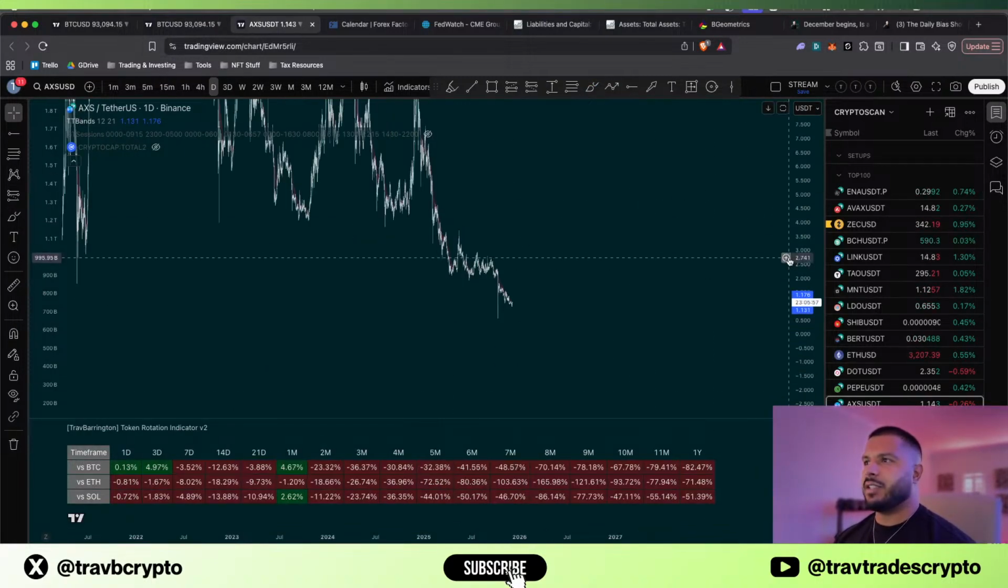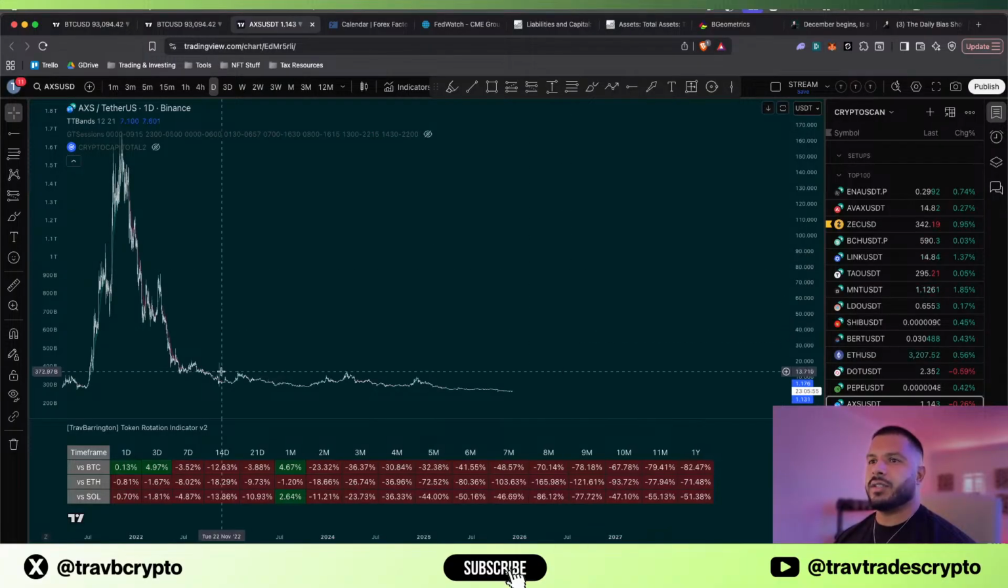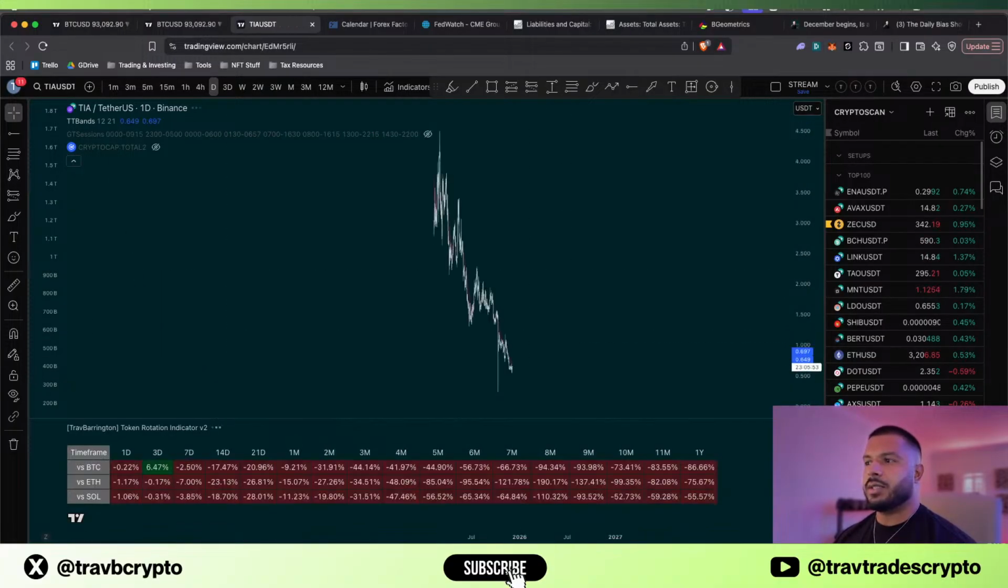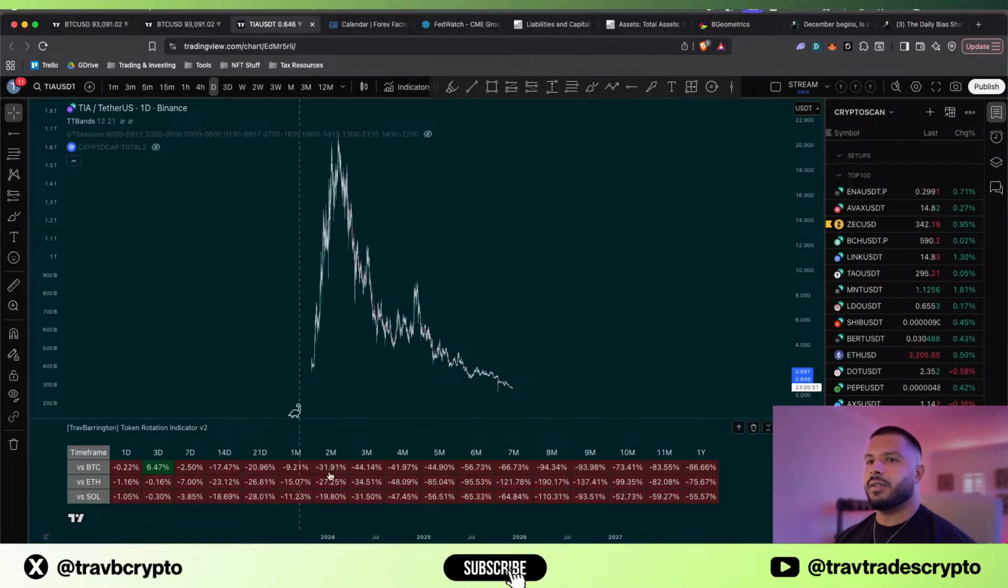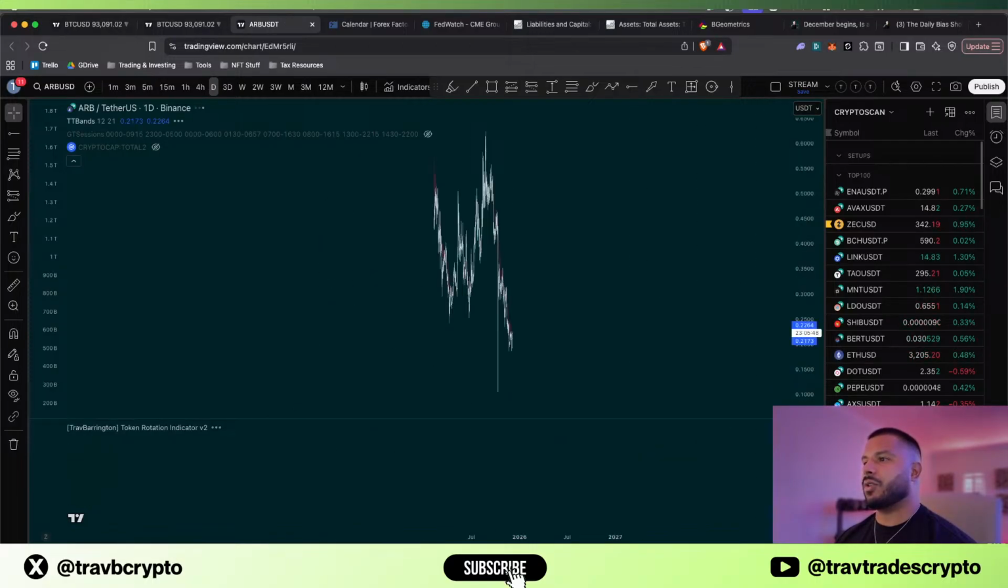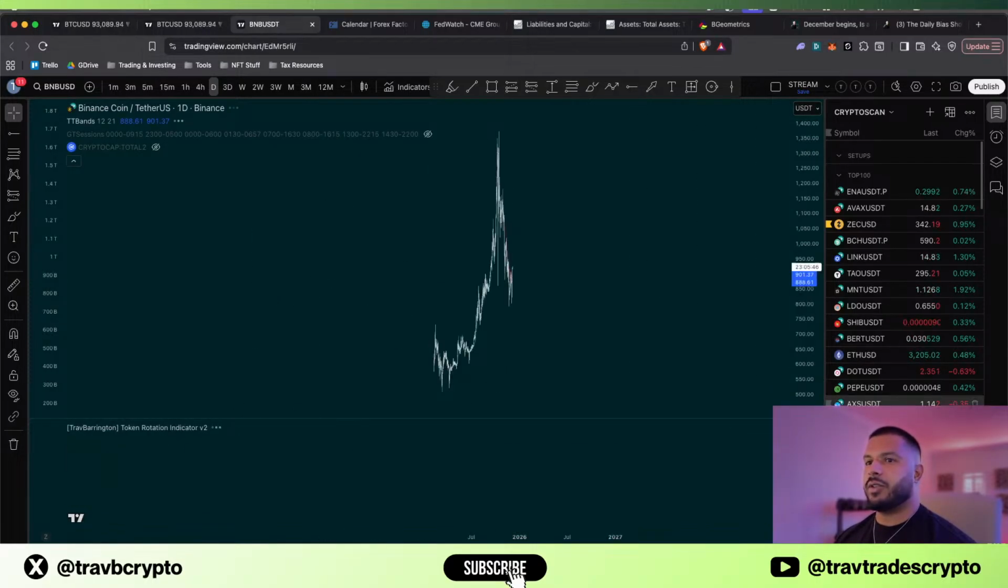AEST, I think that's Axie Infinity, hasn't caught any flows, and the chart just looks horrible. TIA, horrible, right? Look at that. No flows in the last year. Chart looks horrible. Let's just flick through the horrible ones.